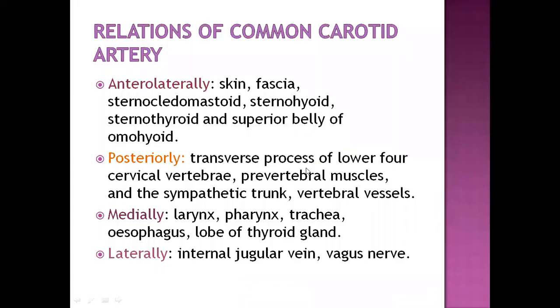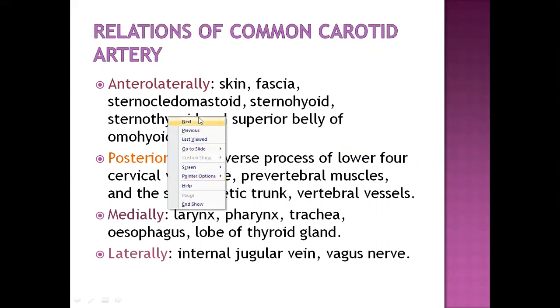Then we'll go back. Posteriorly, we have the transverse processes of the lower cervical vertebrae, prevertebral muscles, sympathetic trunk, and vertebral vessels. Medially, we have the larynx, pharynx, trachea, esophagus, and lobes of the thyroid gland. Laterally, we have the internal jugular vein and vagus nerve. So these are all the anterior relations.